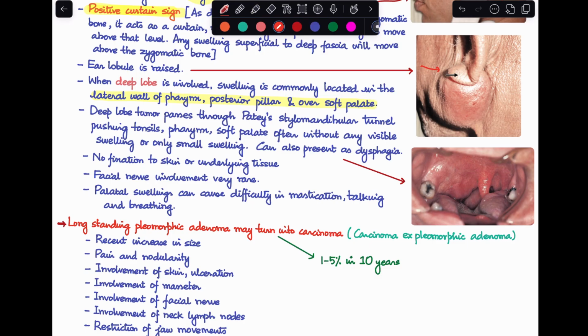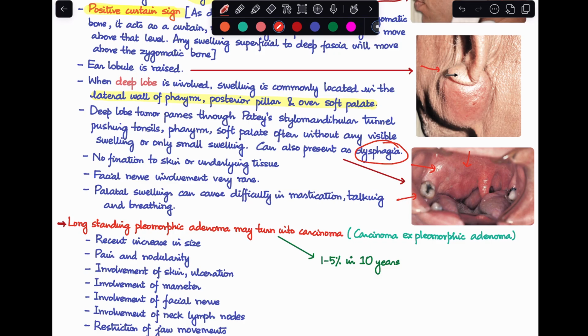Now let's look at the third image over here. We are seeing this huge swelling in the lateral wall of the oropharynx, and this is arising from the deep lobe. It is pushing the soft palate. It is coming from the lateral wall of the pharynx. Any deep lobe tumor actually passes through the Patey's stylomandibular tunnel and pushes the tonsil, pharynx, and soft palate without any visible swelling outside. Particularly these patients will come to you with the complaint of dysphagia.